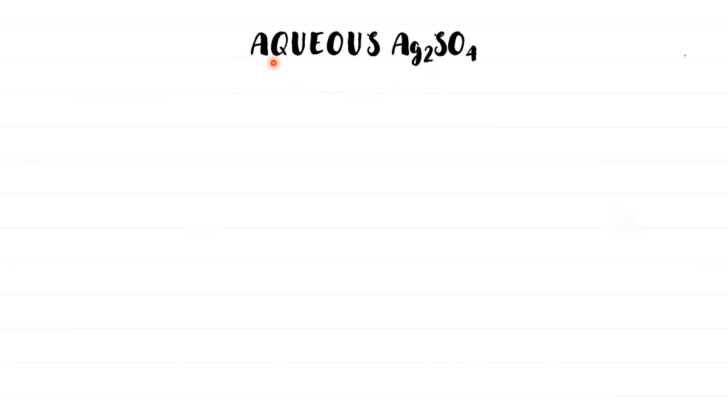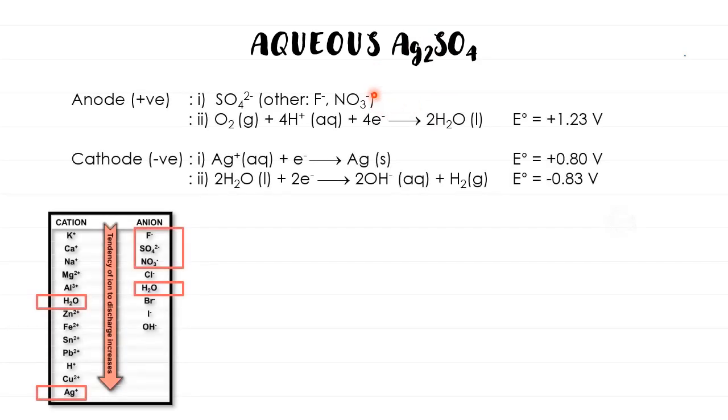Aqueous silver sulphate is an example where you have oxo-anion. And this anion will not be oxidized due to high oxidation states. You could see from the list they are located higher up here. So they will automatically be disqualified. Hence at anode, water will be discharged. While for cathode, check for a more positive value, and this time we got Ag as a more positive value, hence Ag will be discharged.